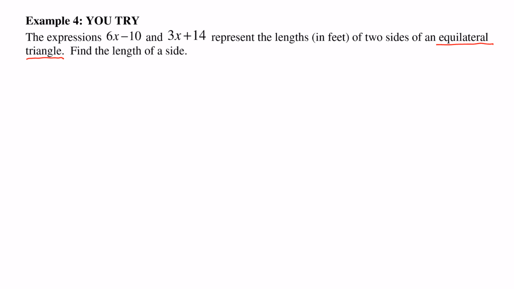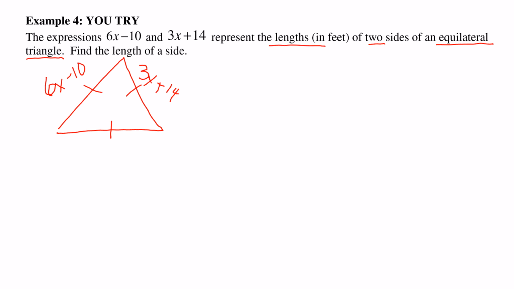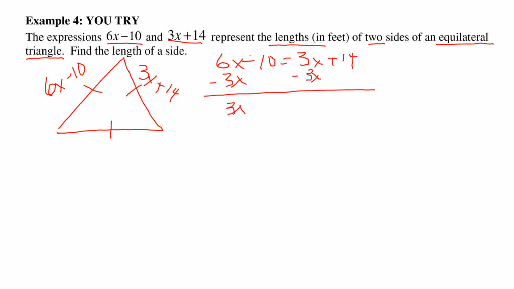You can see in my picture that I drew an equilateral triangle, so all three sides are congruent. It just tells us that two of the side lengths, so two sides, are 6x minus 10 and 3x plus 14. So it doesn't matter which ones, because really they're going to be equal to each other. So you should have set up 6x minus 10 equals 3x plus 14. If you subtracted your 3x on both sides, you would have had 3x minus 10 equals 14.